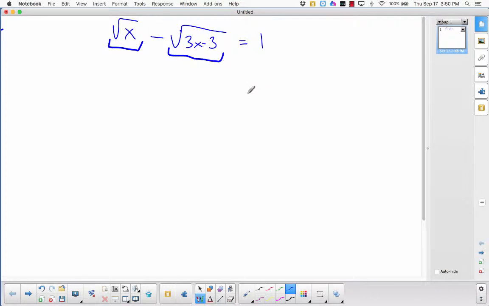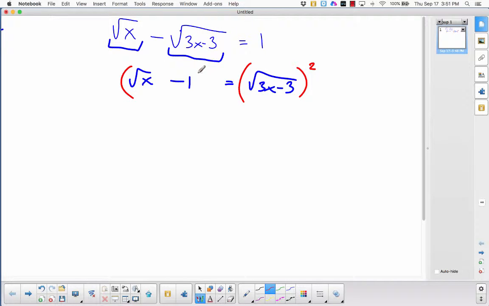So I'm going to take this to the other side. So root 3x minus 3. And then I'm going to take the 1 over to the left side. So it'll be root x minus 1. So I've got this one isolated, so now I can square both sides. So square this side, square this side.